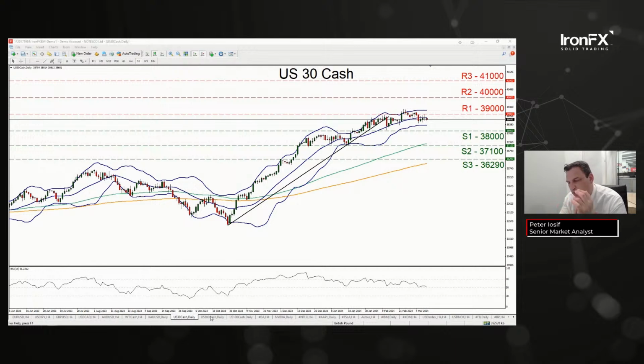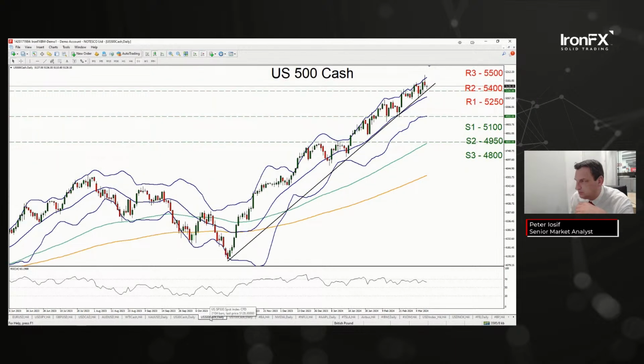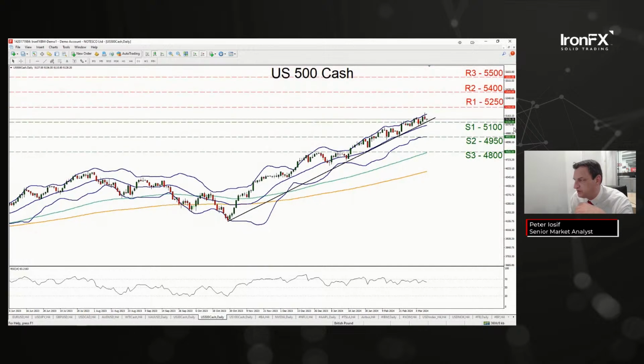So always for a rounder picture, have also a look at the S&P 500, which is more like the general index. It includes 500 companies. It has very wide reach. And you can see this is the daily chart. The picture here is different in the sense that the upward trend line remains intact. So for the time being, we tend to maintain our bullish outlook.